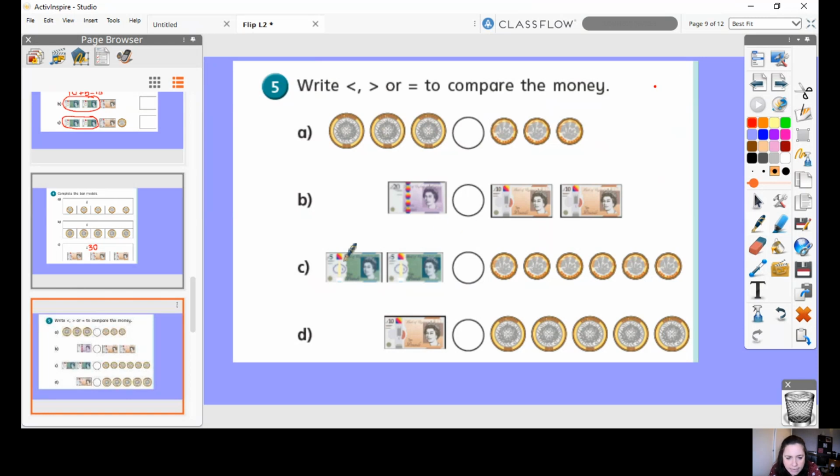Let's have a look at C here. So on this side, I've got a 5 and a 5. I know that 5 plus 5 is 10. So I've got £10 on this side. It might be useful just to write it down so you know what you've got on this side. Let's put a little line there so I realise that's on that side.